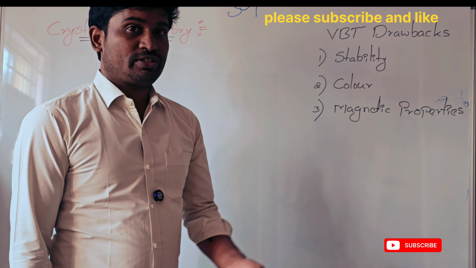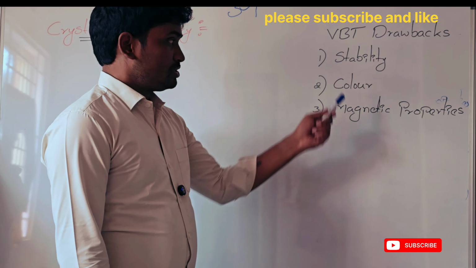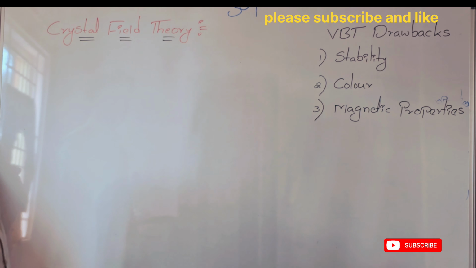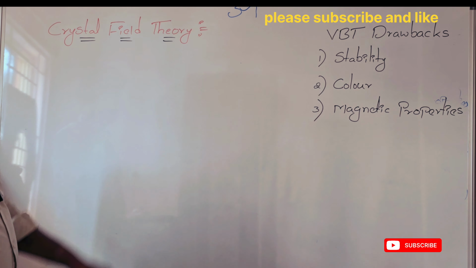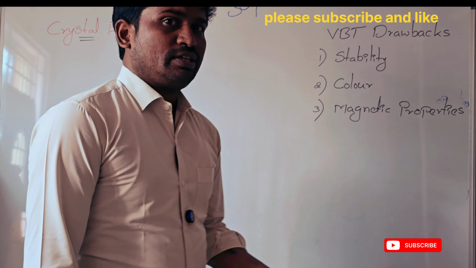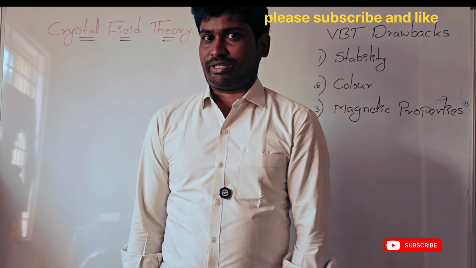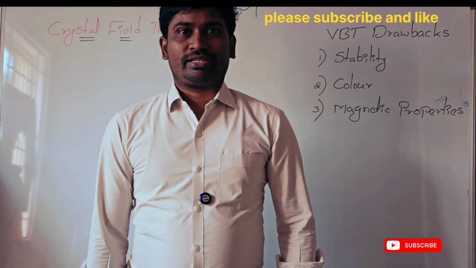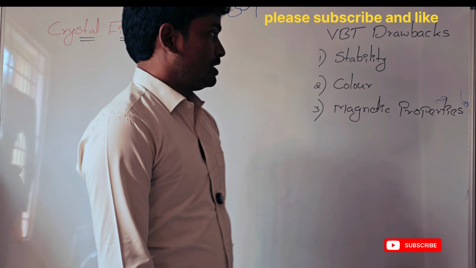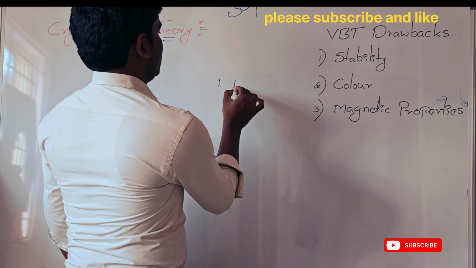Magnetic properties of the complexes are not explained by valency bond theory. These drawbacks are overcome in the crystal field theory. What is the crystal field theory? Complex compounds are of two types: octahedral complexes as well as tetrahedral complexes. In the octahedral complexes, how many ligands surround the central metal atom? Six ligands are surrounded. The six ligands exist in octahedral complexes.